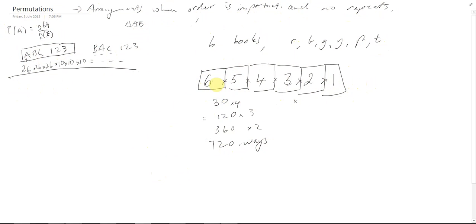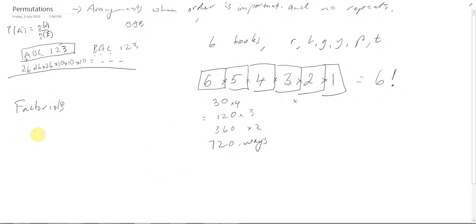So this thing here, 6 times 5 times 4 times 3 times 2 times 1, we call that 6 factorial. And the symbol is this exclamation point. So 6 factorial is just 6 times 5 times 4 times 3 times 2 times 1. There we go. So let's write some other factorials down so you get the idea.